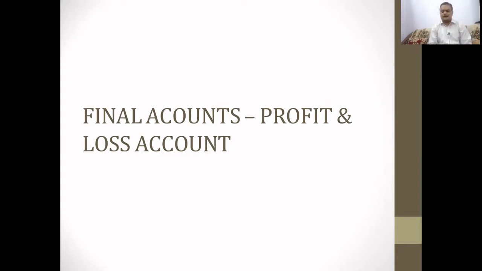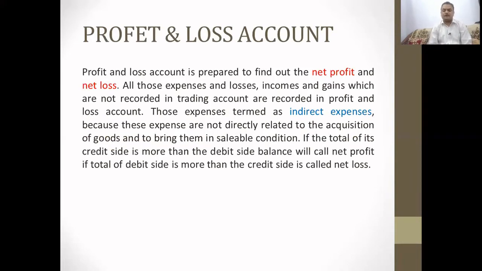In the profit and loss account, we show all types of expenses which are not included in the trading account. Like in the trading account, we included all types of direct expenses, sales and closing stock. But in the profit and loss account, we include all types of indirect expenses and incomes. So now see what the profit and loss account is. The profit and loss account is prepared to find out the net profit or net loss of the business.